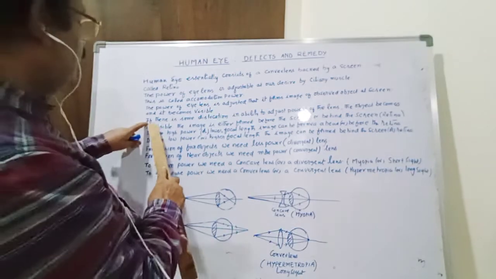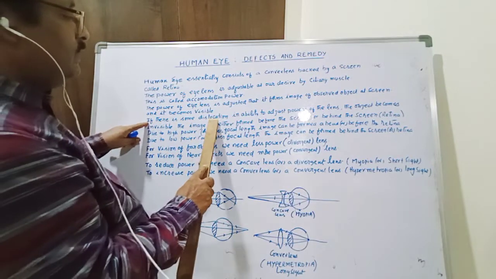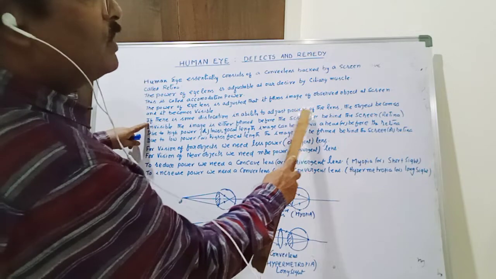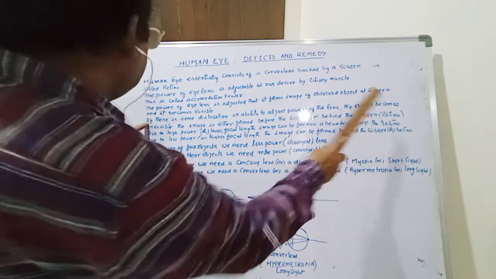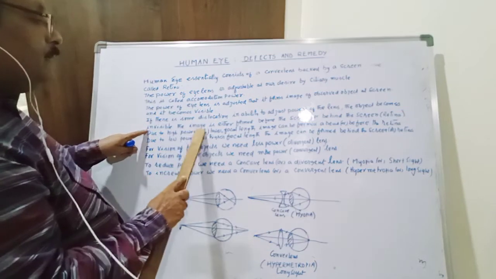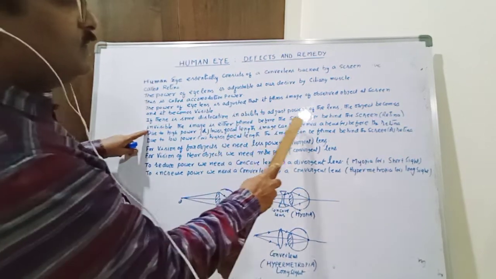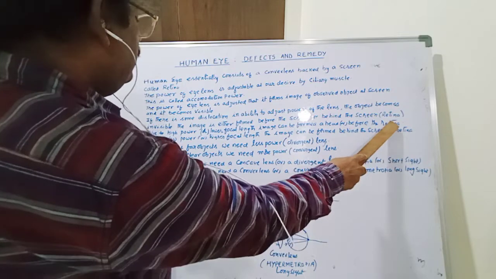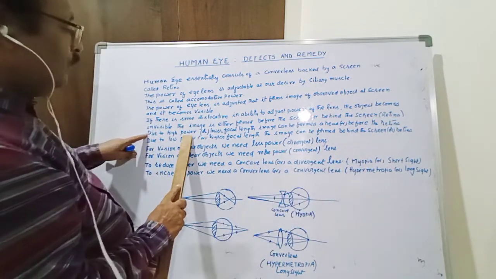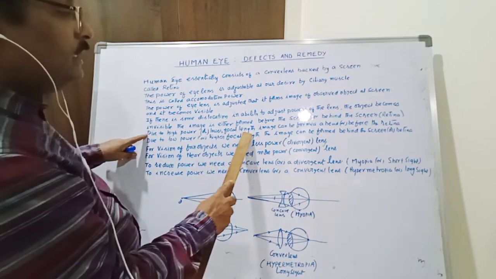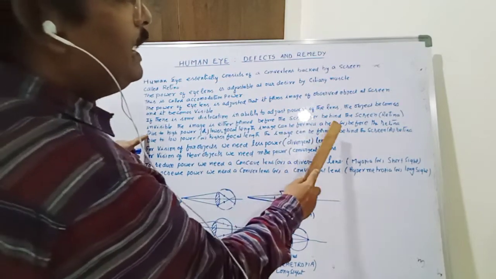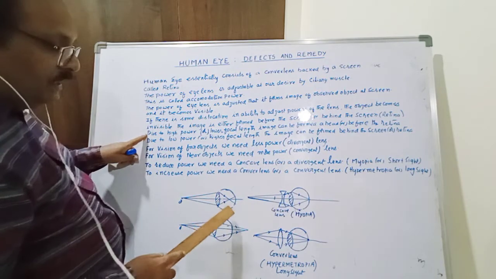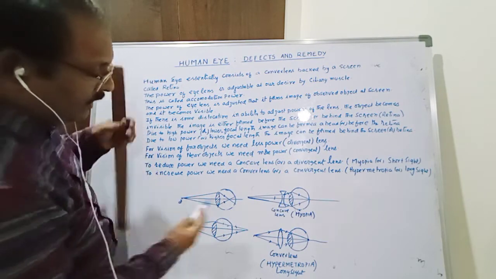Please carefully follow this sentence. If there is some dislocation, an inability to adjust the power of the lens, the object becomes what? Invisible. The image is either formed before the screen or behind the screen. That means the retina. Due to high power and lower focal length, the image can be formed ahead of or before the retina. Image is forming before the retina. See now, image is formed here. It is forming here.